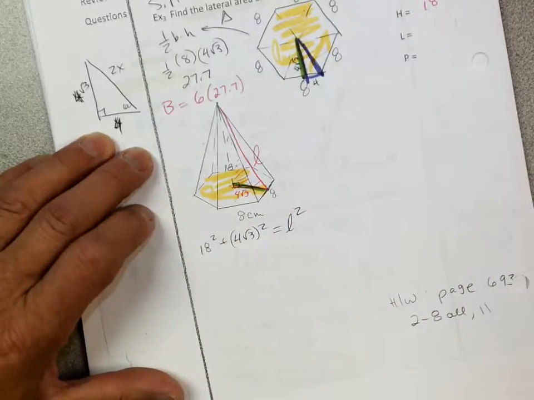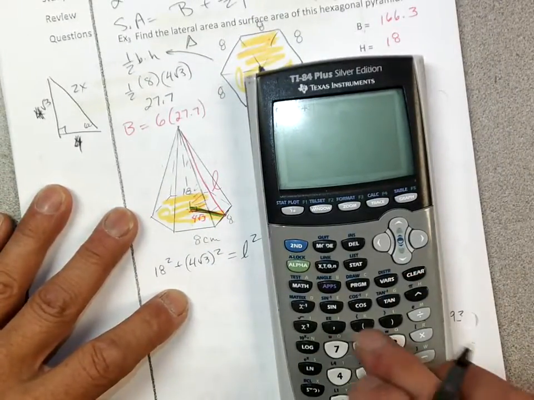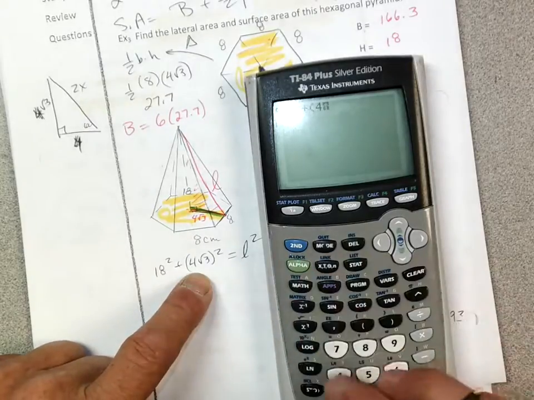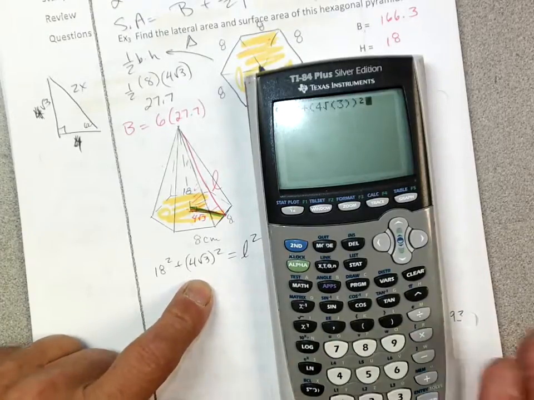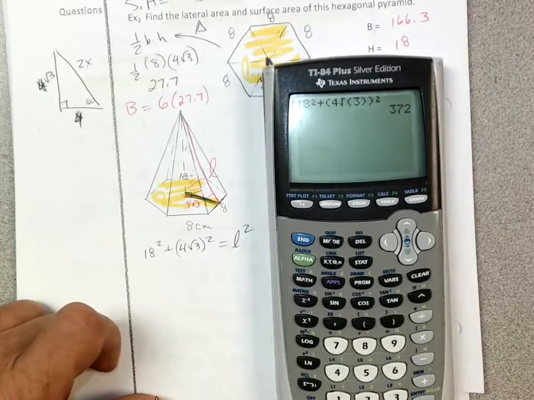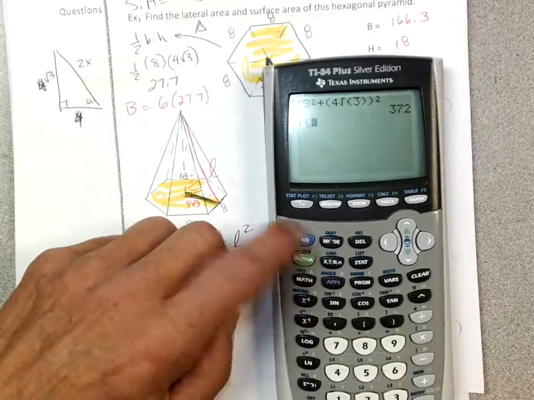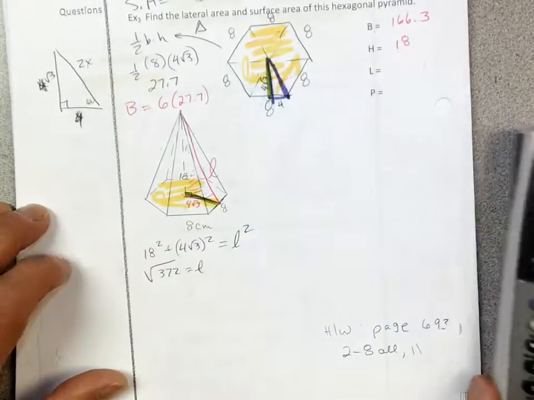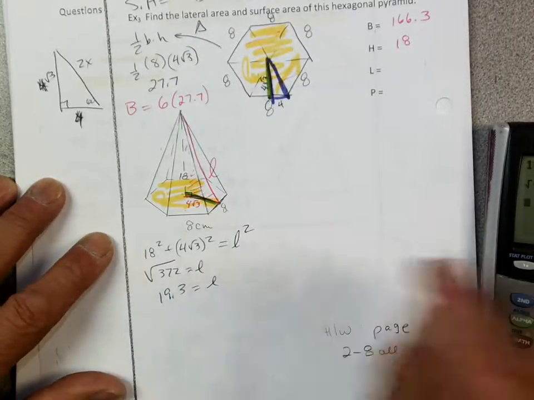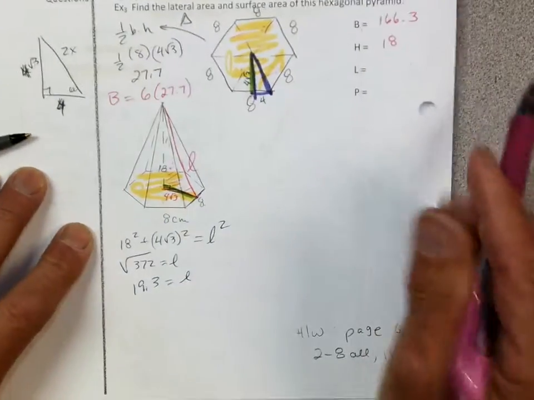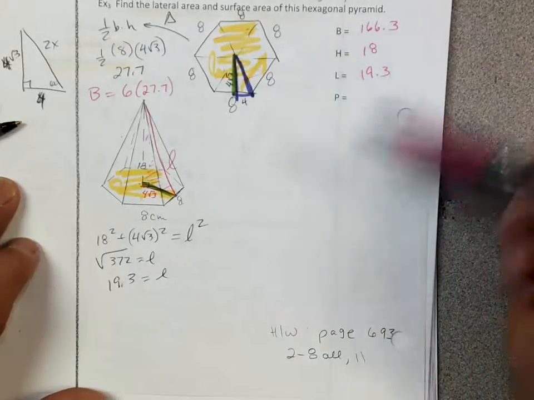Okay, and I can do this in my calculator. I really can. I just have to be a little careful. 18 squared plus, you ready? Parentheses, 4 square root of 3, parentheses, squared, okay? That's 372, so I have the square root of 372 equals L. Square root of that answer, about 19.3. So L equals 19.3. I'll put 19.3 here for L. That's the hardest part, getting that slant height. You guys agree?